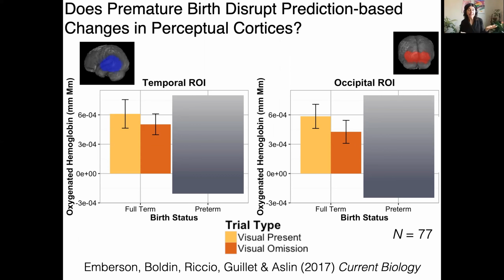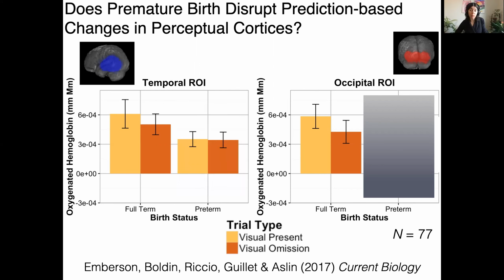And this is the same data that I presented before, but now in a different configuration. So on the left is the temporal lobe, the right is the occipital lobe. We have things coded for visual present and visual omission. So on the left, what you see is that you get strong temporal responses in the full-term babies when they hear the sounds, regardless of if they see the visual event. And on the right, you see a strong occipital lobe response in these full-term babies when they see the visual event in the light orange, and when that visual event is violated in the darker orange. So this is a replication of the first study. But how does this look in the preterm babies?